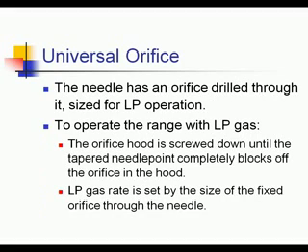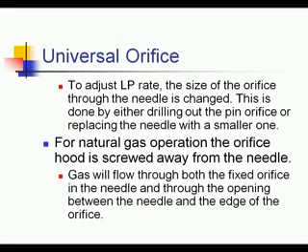The next type of orifice is the universal orifice. Universal orifices are designed to operate with either natural gas or propane. They are also mainly used in ranges. The universal orifice is a combination of the fixed orifice and an adjustable orifice. The needle is in a fixed position. The orifice hood is free to move. The needle has an orifice drilled through it, sized for LP operation.